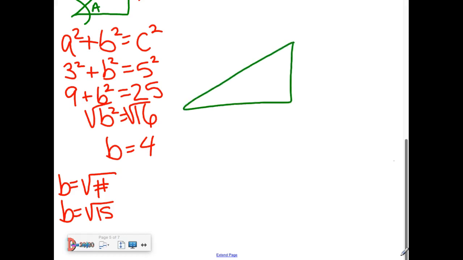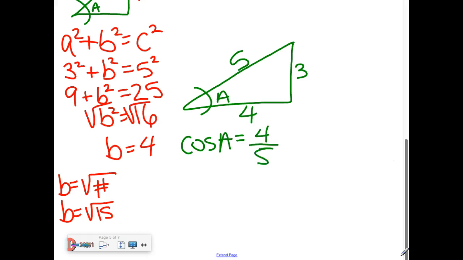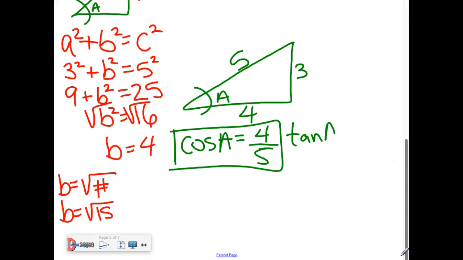We have our triangle, we have angle A, we were told this side length is 5, this one is 3, and we just found out this new one is 4. Now we're going to find cosine and tangent. Cosine, reminder, is adjacent over hypotenuse. Well, we know now it's going to be 4 over 5. So that's our first answer. Tangent is opposite over adjacent. Well, we just found that, so it's going to be 3/4.